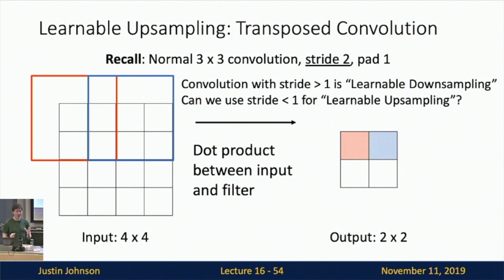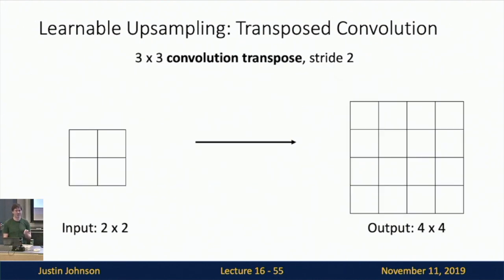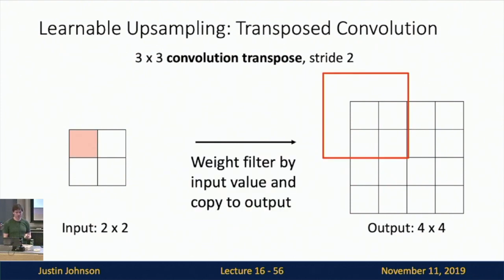But is there some way that we could set the stride less than 1 and somehow move multiple points in the output for every 1 point in the input? If we could figure out a way to do that, that would be like a learnable upsampling operation that we could learn with a convolution. And that operation is transposed convolution. The way it works is that now our input is going to be a low resolution thing, maybe 2 by 2 spatial size, and our output is going to be a higher resolution thing, here maybe 4 by 4 spatial size.